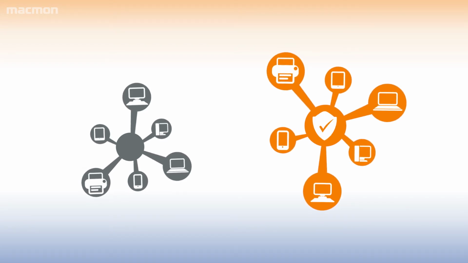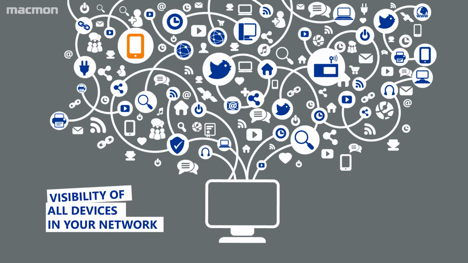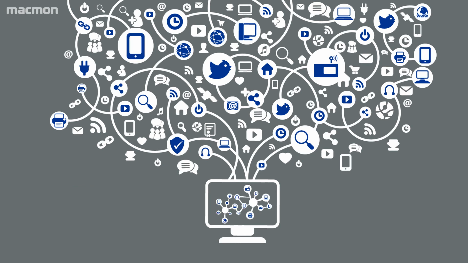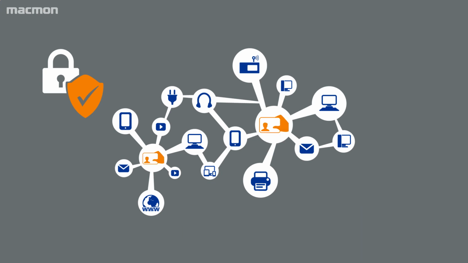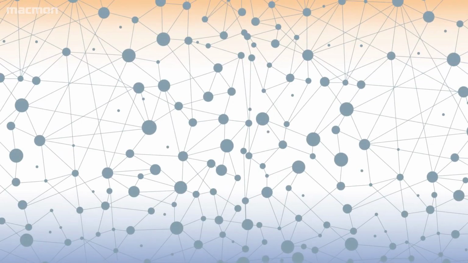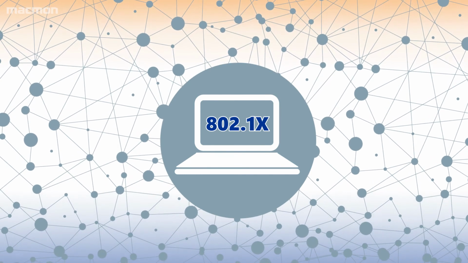Apart from the significant simplification that macmon offers when implementing and operating the product, it also provides a number of additional network access control features that you can benefit from. Not only will macmon take control, but it will also show which device is connected where on the network and where was it last seen. Group-based configurations allow you to introduce security zones of different levels depending on the class of the authenticating ID in a remarkably simple way.